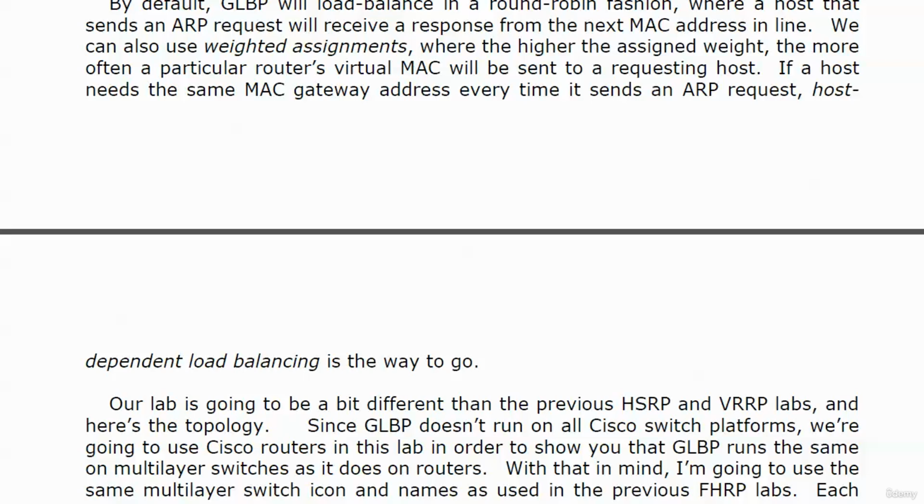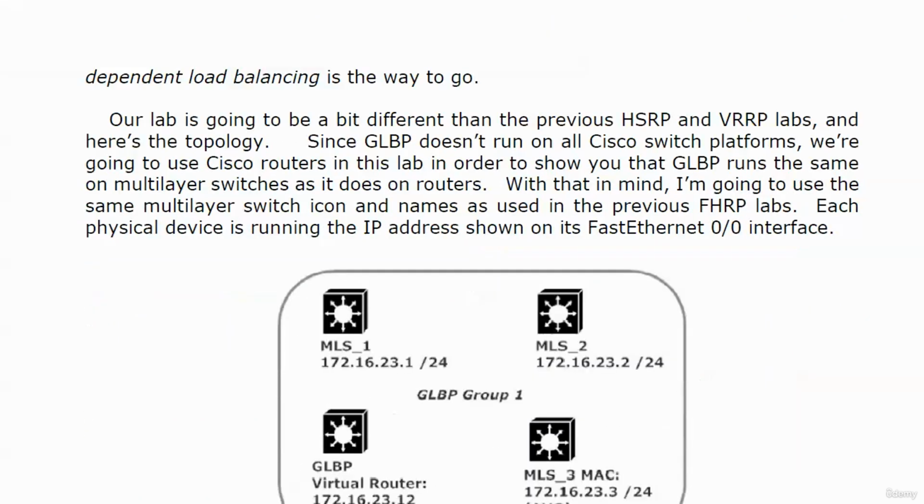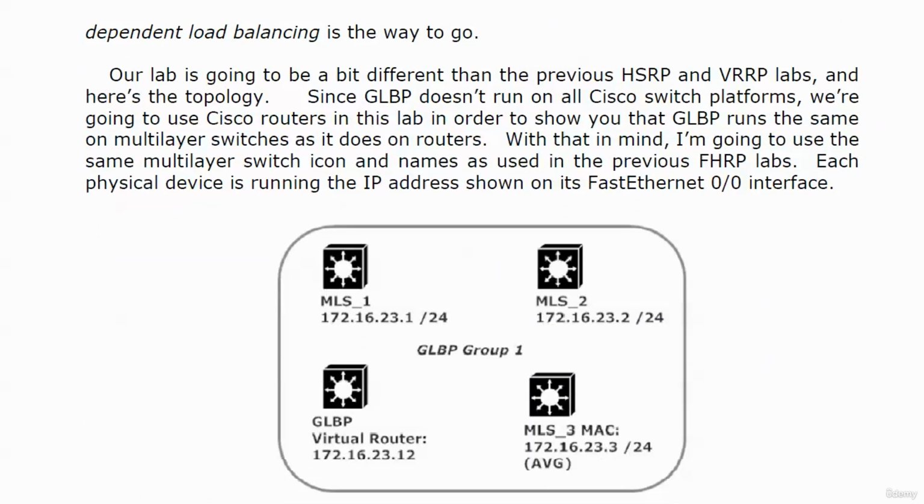a particular host. Now, you might have a situation where a host needs the same gateway MAC address every single time it sends an ARP request, or every single time it sends data. So in that case, we have what we call host-dependent balancing. We're not going to get into host-dependent balancing, but I want you to know what that is. And again, if a host needs to send data to the same virtual gateway every single time, that can be set up.